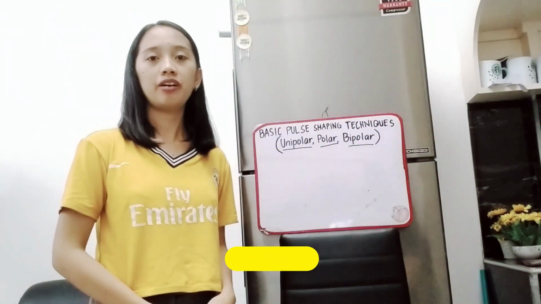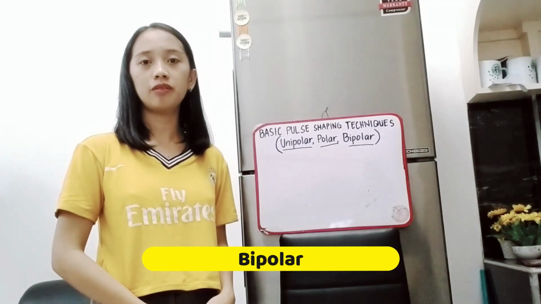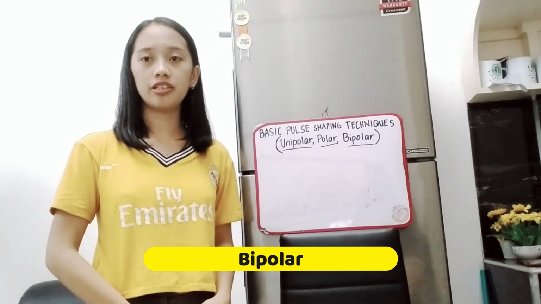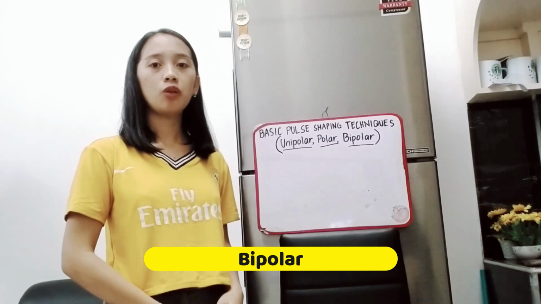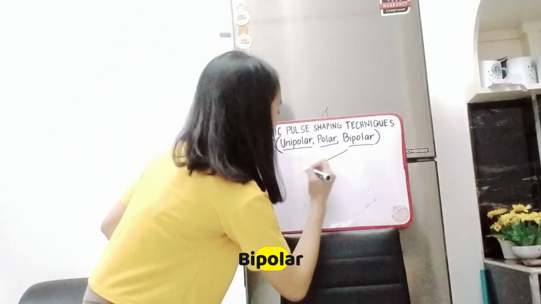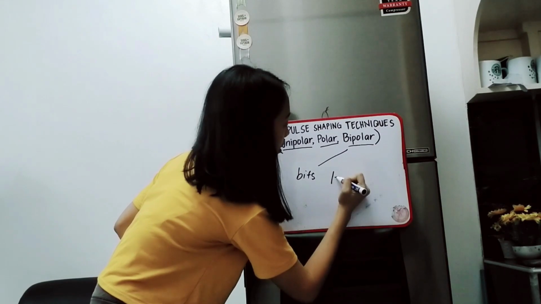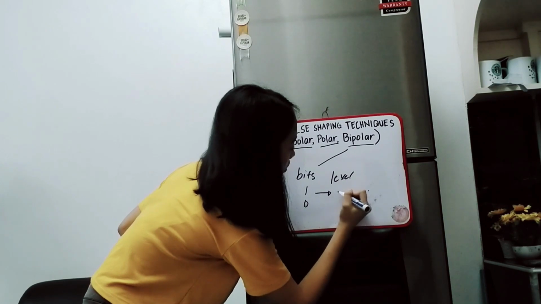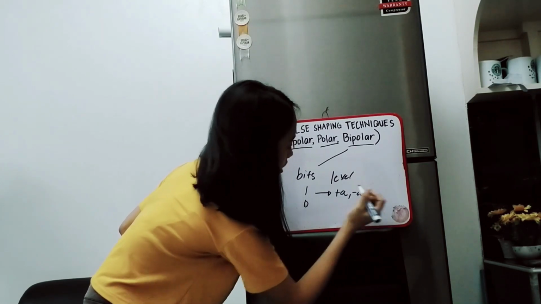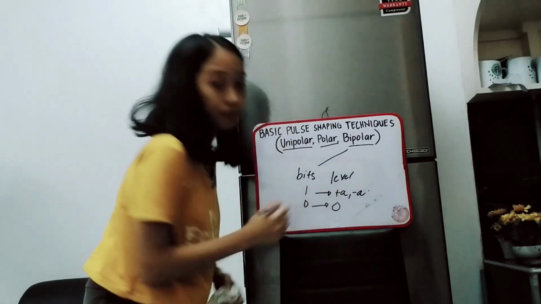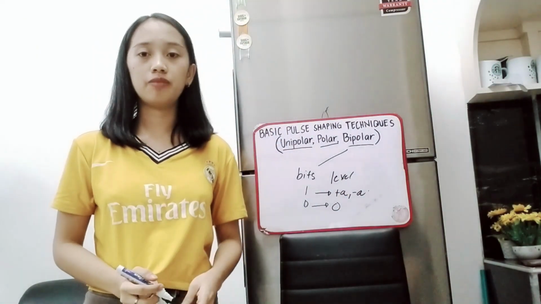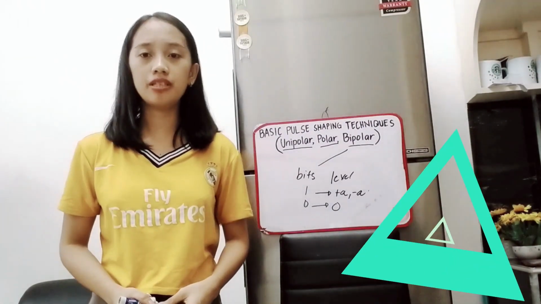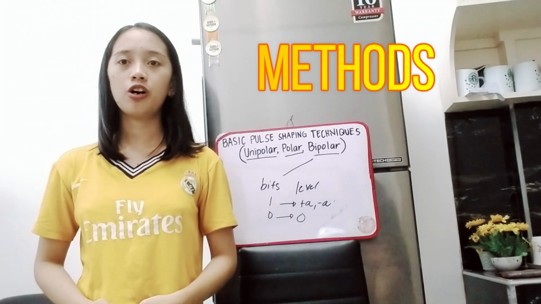And last is the bipolar. This pulse shaping technique has three voltage levels, namely positive, negative, and 0. Such a signal is called a dual binary signal. All we do is assign bit levels 1 and 0. 1 is assigned positive A and negative A voltage, alternating. 0 is assigned 0. There are three amplitudes in bipolar, so it is even referred to as pseudo-ternary code. Ternary means 3.